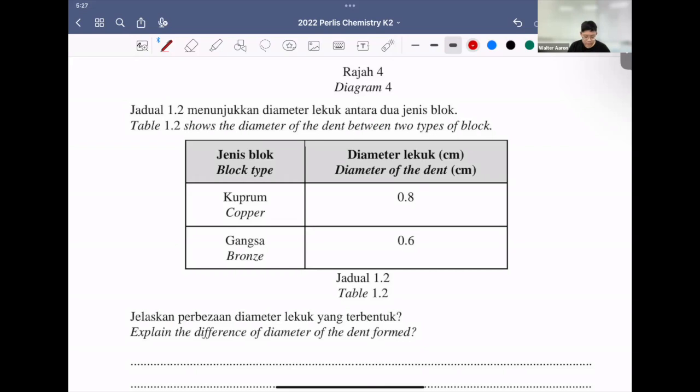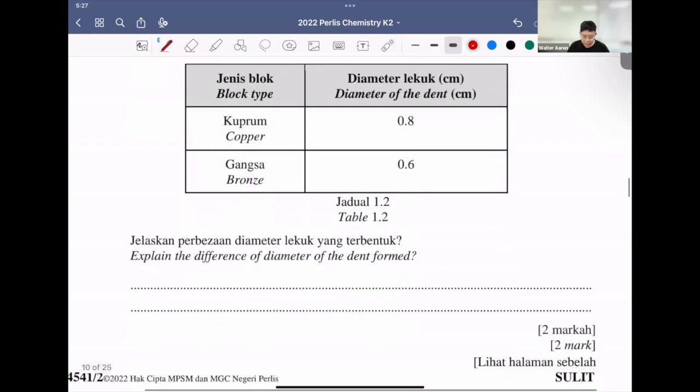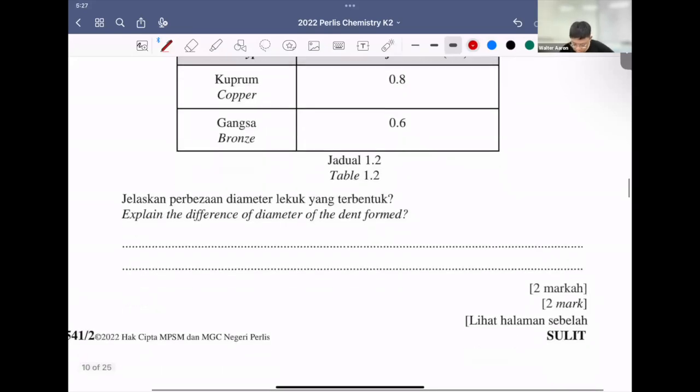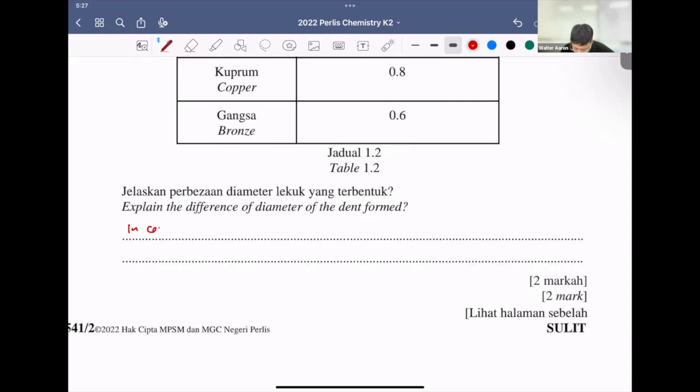I think it's very simple. You can actually say that in copper, the atoms are arranged in layers in a regular manner, so it can actually cause the atoms to slide.